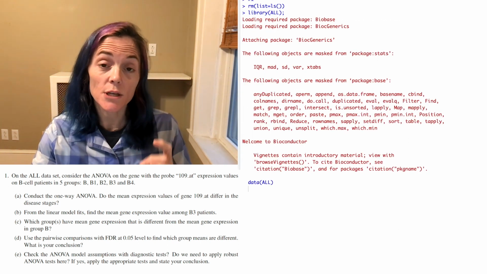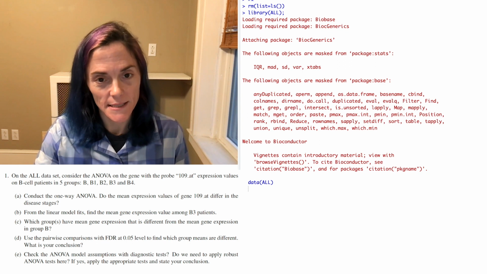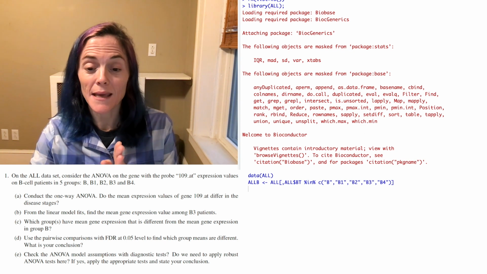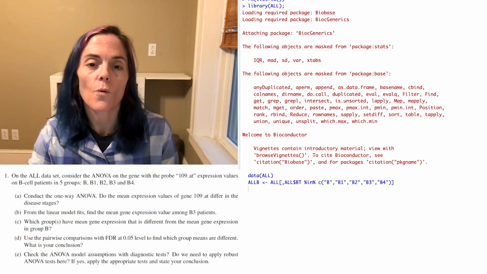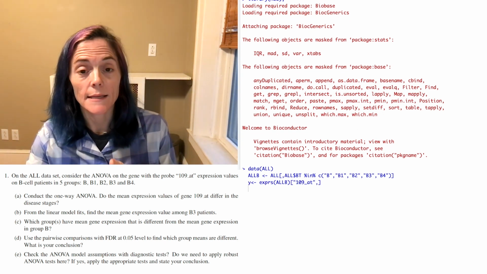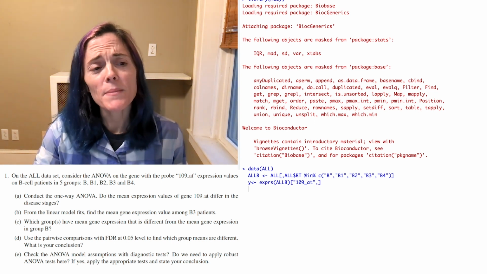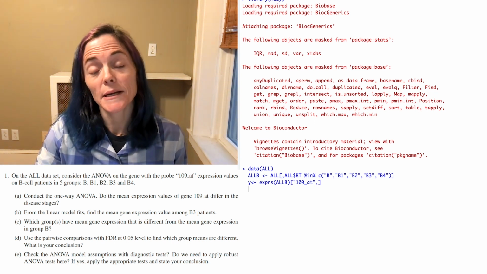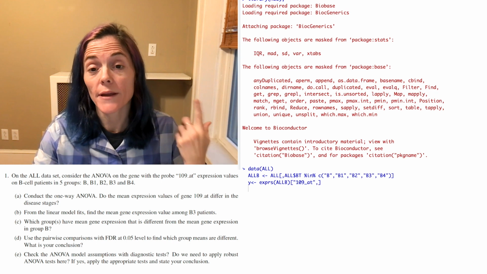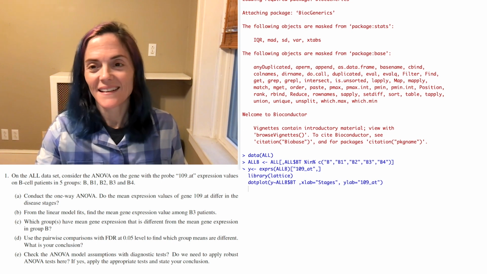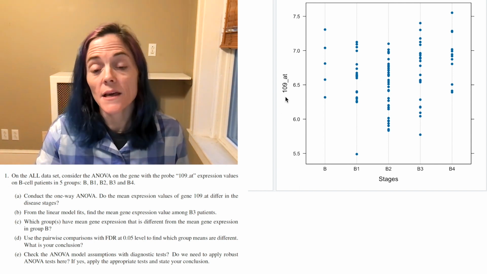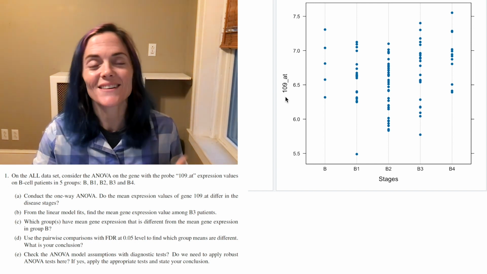Well, we need to use the ALL library for this data. And then I want to use just the patients in B, B1, B2, B3, and B4. I'm using expression values for the gene 109AT. Maybe before we run the ANOVA, we can look at a plot. I will use this dot plot, which is in the library lattice. On the x-axis, we see the 5 stages, and then we have the gene expression values for 109AT.